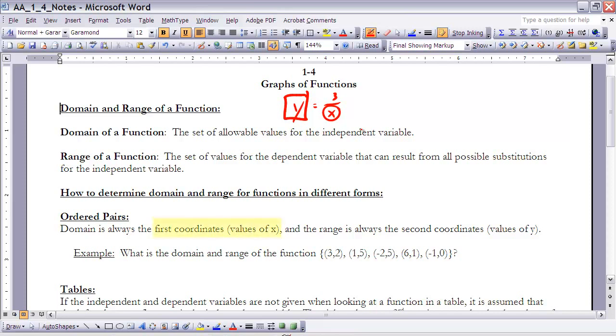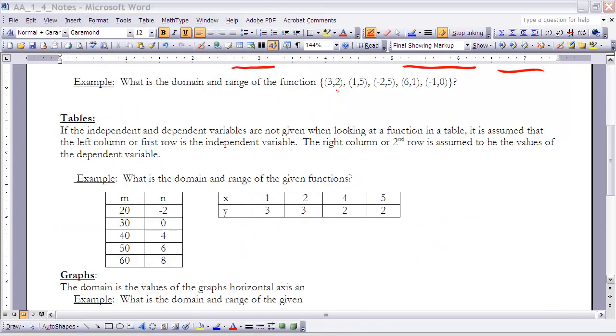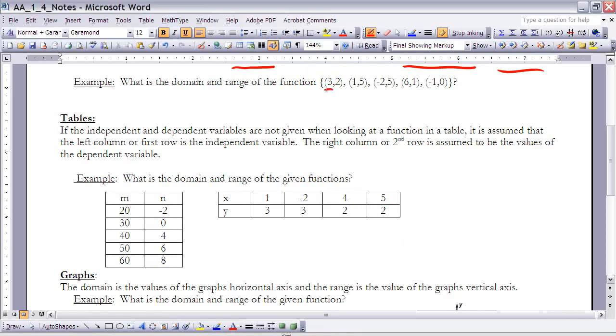If I think about ordered pairs, the domain will always be the first coordinate, or the values of x. Whatever the first coordinates are, or the values of x, will be the domain of that function. And the range of that function will always be the second coordinates, or the values of y. So if I look at this example, what is the domain and range of this particular function? The domain will be all of the x values. So 3, 1, -2, 6, and -1.